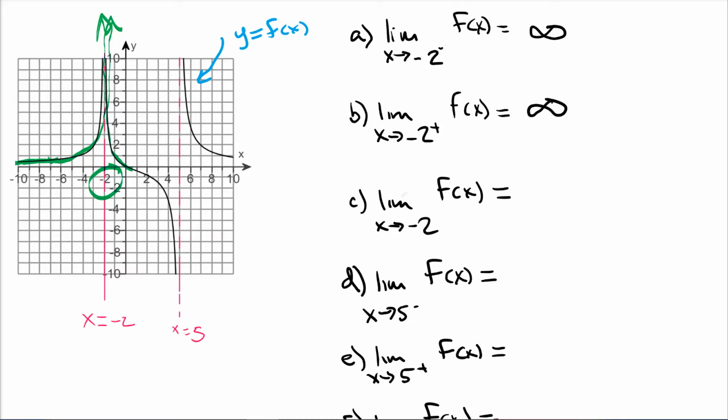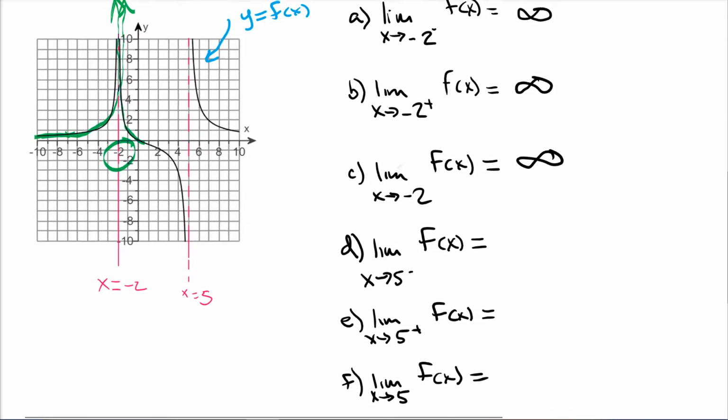So the limit from the left is going towards infinity. The limit from the right is going towards infinity. So the actual freaking limit has to go to 7. I'm kidding. It's going to infinity. All right. Now let's go tackle the 5. And this is the same sorts of problems I was showing you from the reciprocal function.